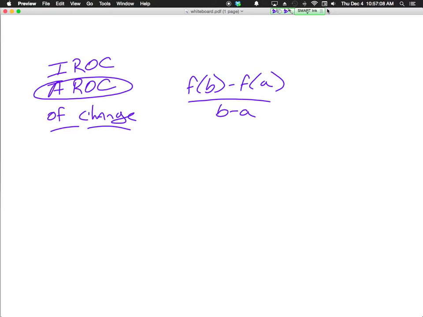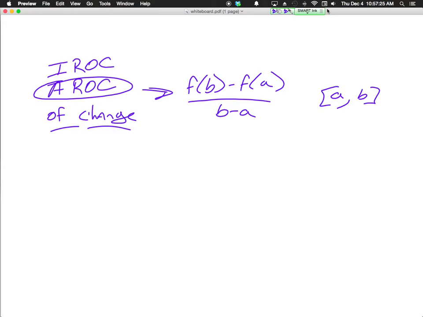Is that the same for IROC? No. What is IROC? You find the derivative. Remember, IROC is just the derivative, and you plug in your x value. Can't take it easy. Okay? AROC is this, and we're dealing with the interval from A to B.